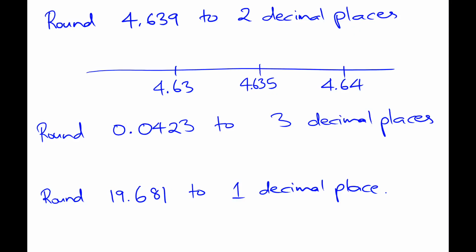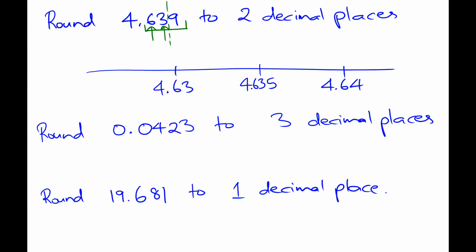Let's have a look at rounding numbers to a certain number of decimal places. This first example says we need to round 4.639 to 2 decimal places. Decimal places are any digits to the right hand side of the decimal point, so we're looking at the decimal part of a number. Two decimal places means that our final number will have 2 decimal places in it, so we want to somehow chop off our number at that point there.